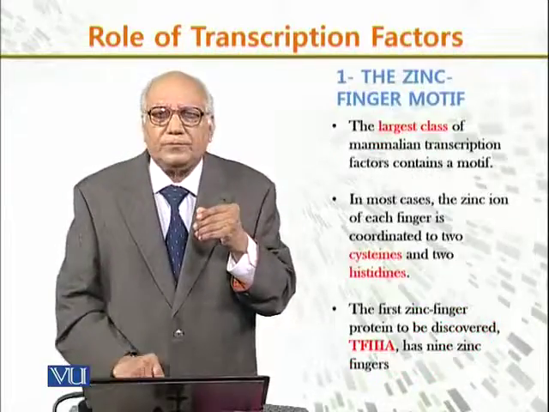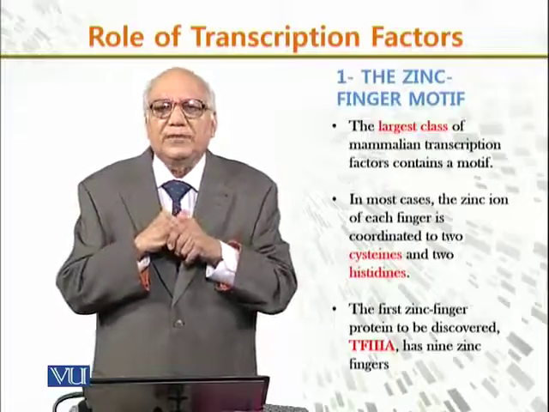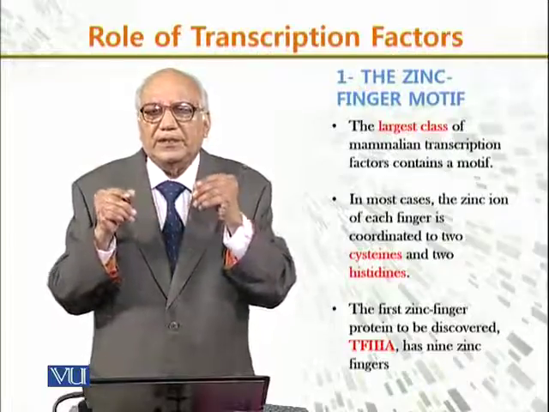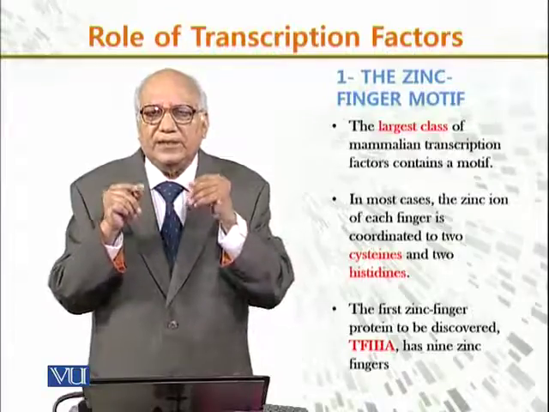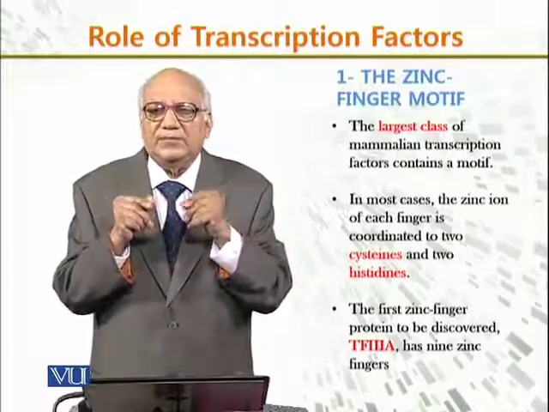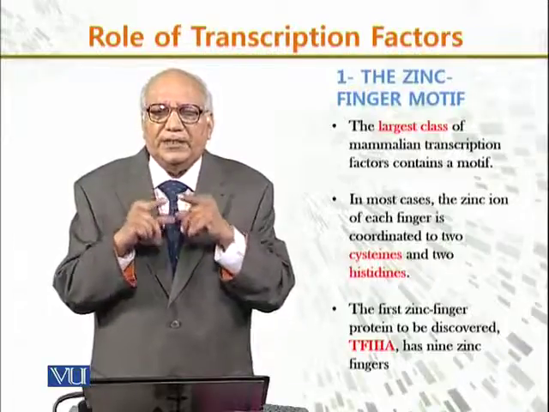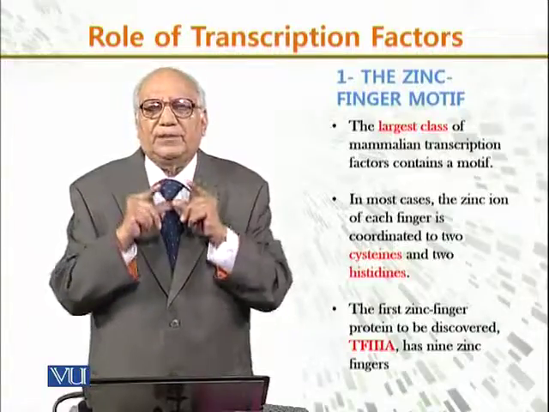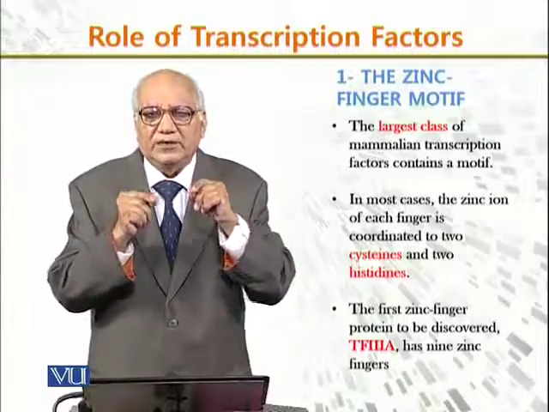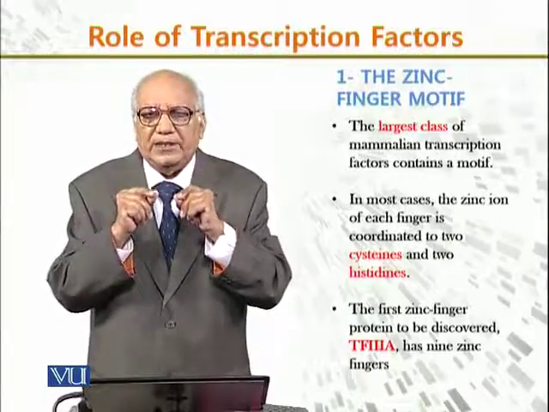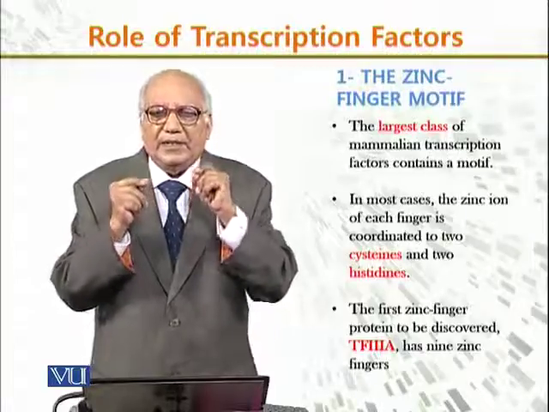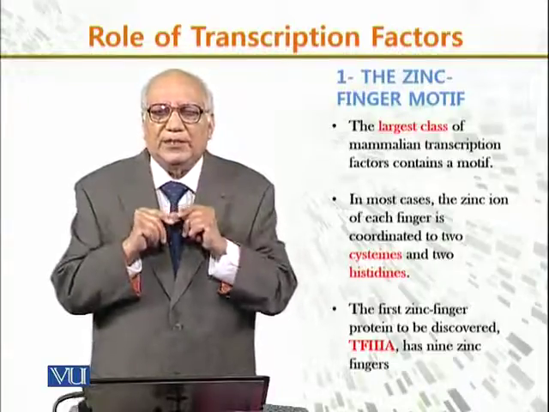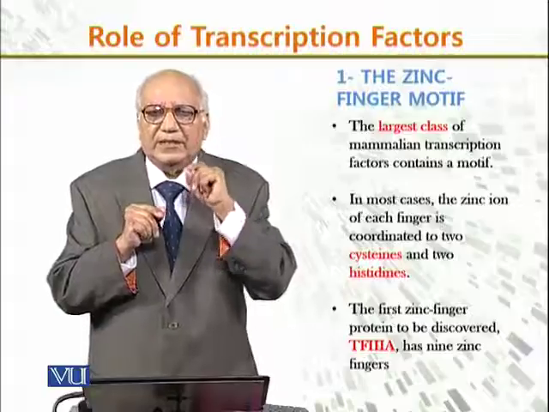And what is the zinc finger motif? That is the largest class of mammalian transcription factors. It contains a motif which is known as the zinc finger, and in most cases the zinc ion of each finger is coordinated by cysteine and two histidines. So whenever in the sequence there are cysteine and histidine, the zinc ion coordinates to those amino acids and makes a zinc finger motif.